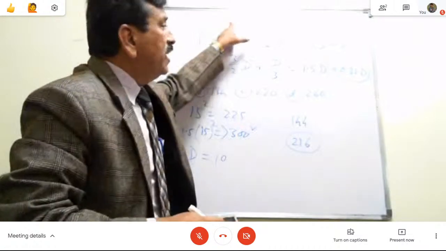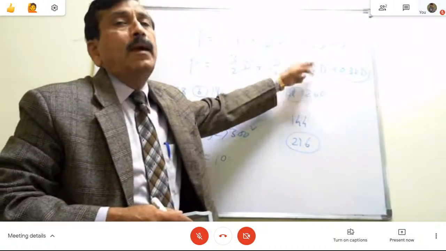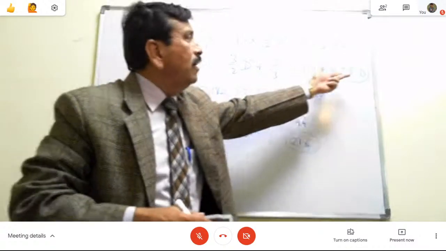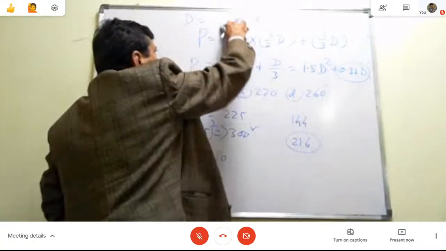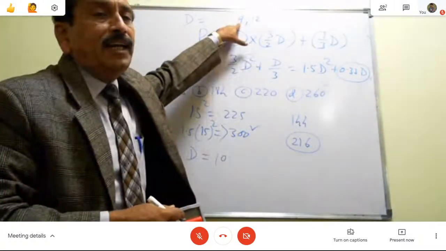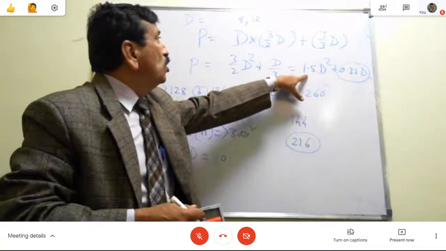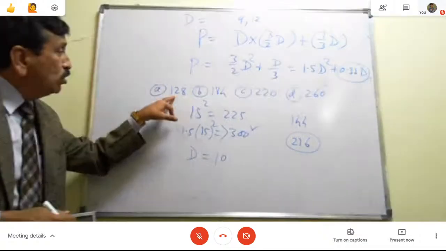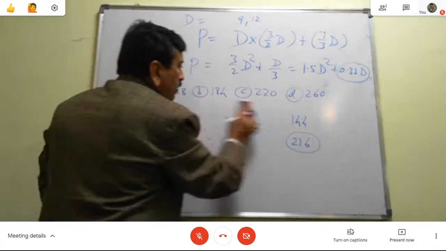Or 6: 6 square is 36, and 1.5 times it is almost 54 or something, and maybe adding 2, 56. So 6 won't come in the way. What about 9? 9 into 9, 81. 81 into 1.5 is 120 something. So this option perhaps could be closer. So D is equal to 9 we can try.